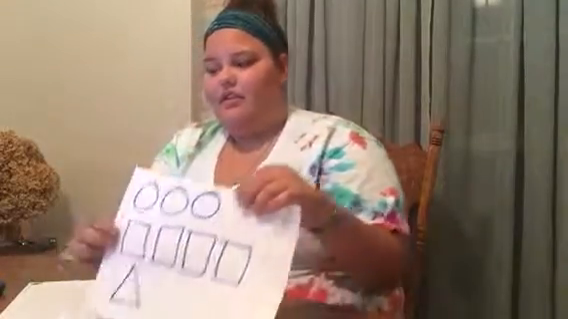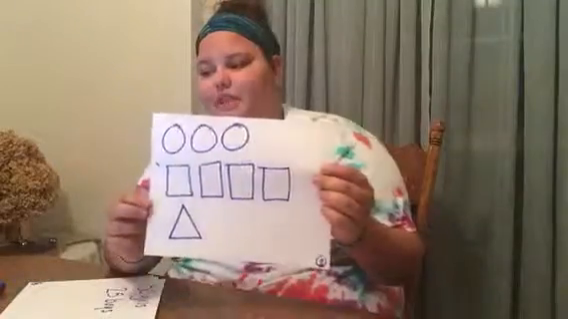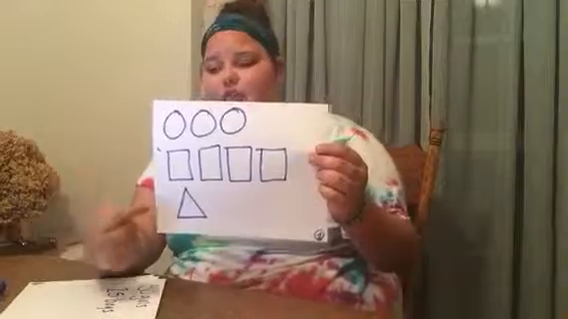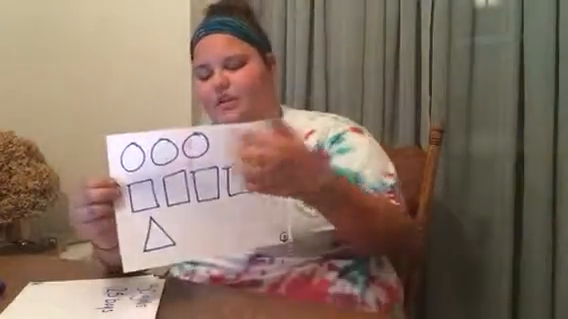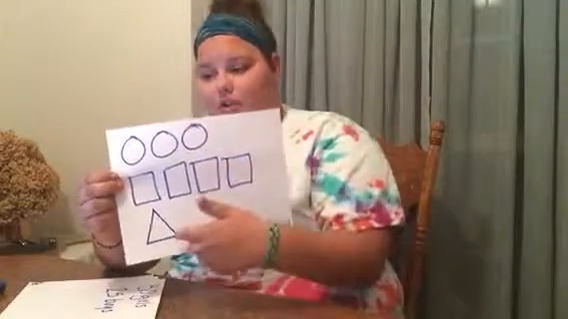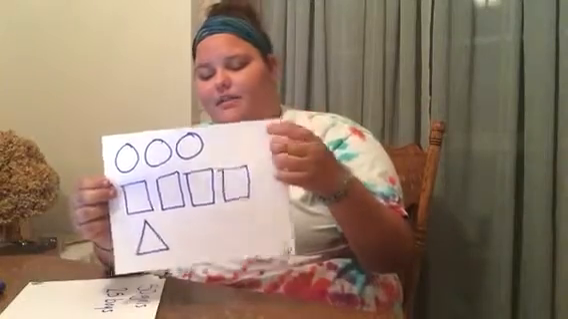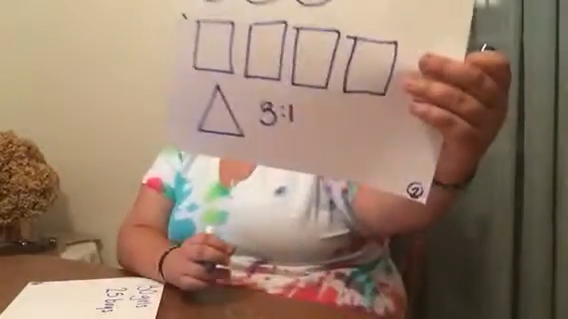So let's start off with a part to part ratio with objects. If I have 3 circles, 4 squares, and 1 triangle, and I asked you to compare circles to triangles, you would say it's a 3-to-1 ratio because there's 3 circles and 1 triangle. So that's one part of the problem and another part. So you would write it 3-to-1.